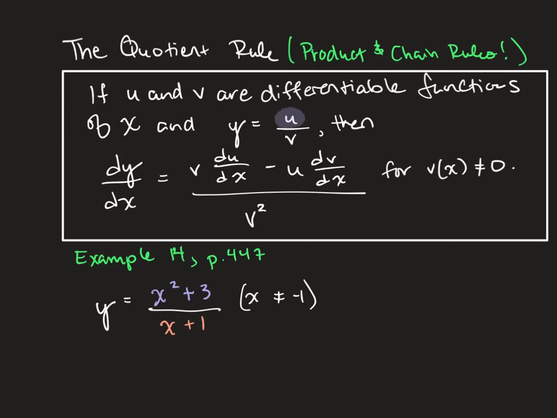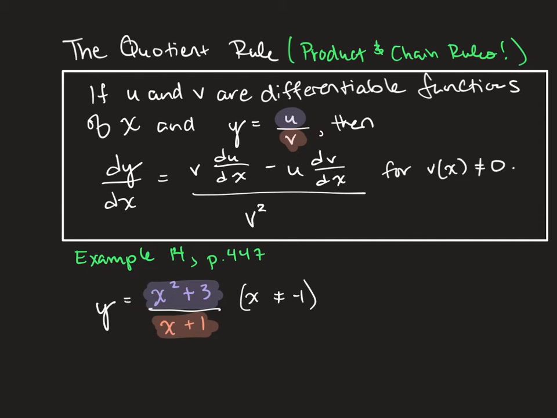Okay, so in this case, our u function is going to be this x squared plus 3, and our v function is going to be the denominator of x plus 1, and there really is no other way for us to simplify this. We could split it up and say x squared over x plus 1 plus 3 over x plus 1, but then you still got that x squared over x plus 1. So let's just deal with it as is, okay?